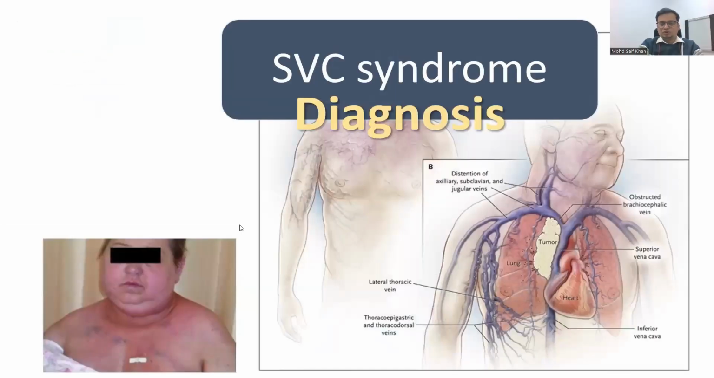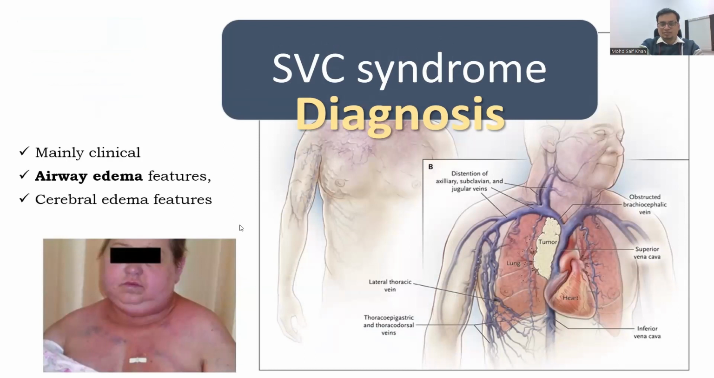The diagnosis is usually clinical, and these patients will come to you mainly with facial edema, arm edema, neck engorgement, and dilated veins on the chest. Airway edema may present with stridor, hoarseness or cough, dyspnea on exertion, orthopnea. And there may be neurological symptoms which may be due to cerebral edema, such as altered mental status and headache. And the headache will be very specific. It will be a global headache and it will be worse on stooping forward. So these are the main clinical features of SVC syndrome, and the diagnosis is mainly clinical.